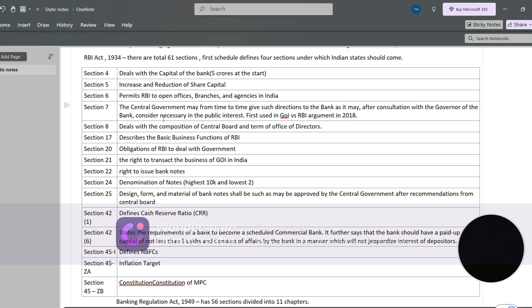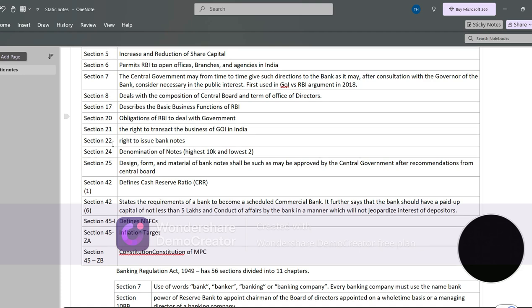Section 8 deals with the composition of the central board and term of office of directors. Section 17 describes the basic functions of RBI. Section 20 tells us about the obligation of RBI to deal with government. Section 21 tells that the RBI has the right to transact the business of the Government of India. Section 22, RBI has the right to issue bank notes. Section 24 states the denomination of notes. The lowest note is of 2 rupees and the highest is of 10 rupees.